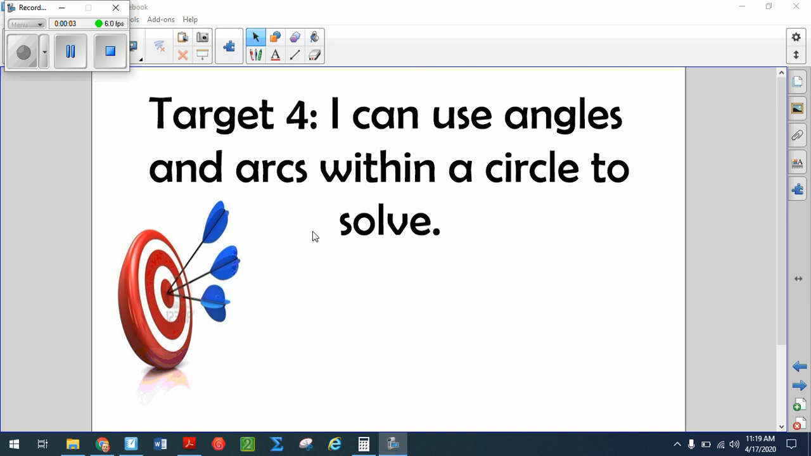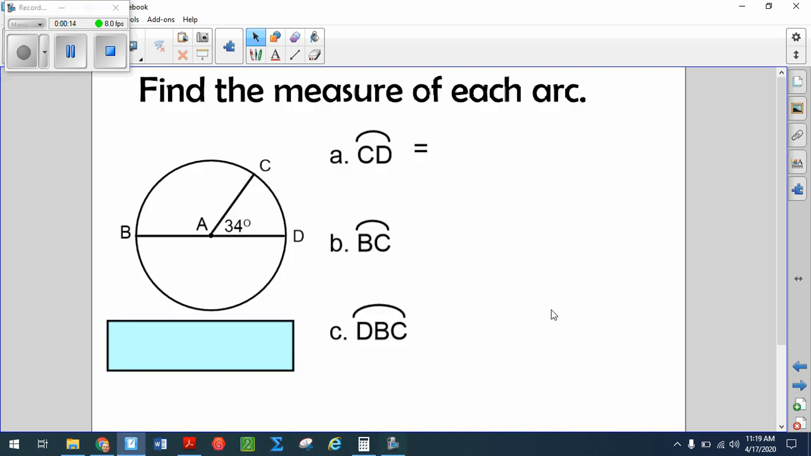Okay, I'm Mr. Lehman. This is the last video for this week. It's on finding the measures of arcs inside of circles. So here's a diagram. We have 3 different arcs being measured.